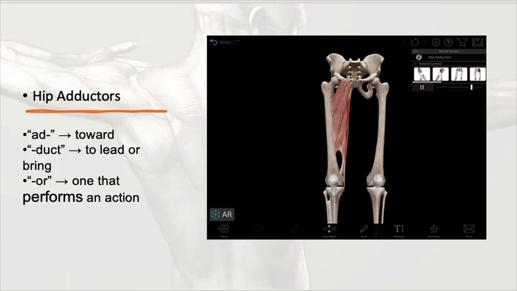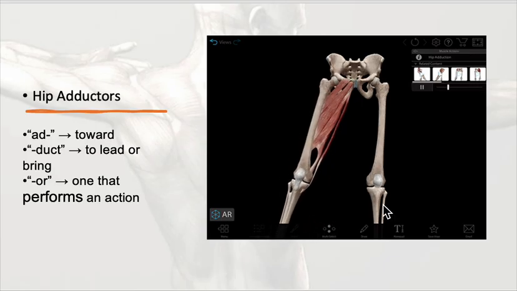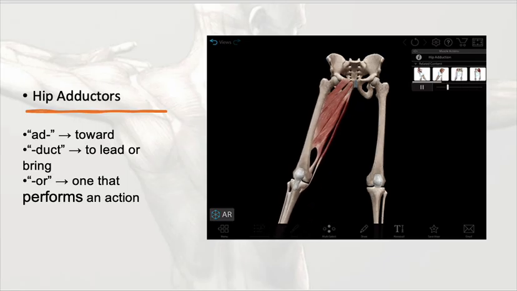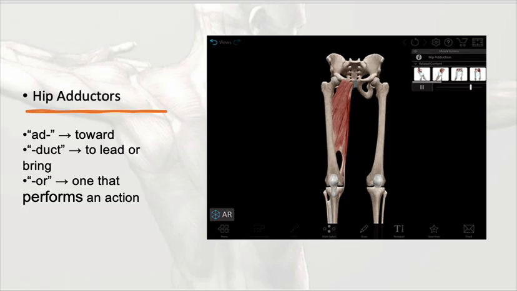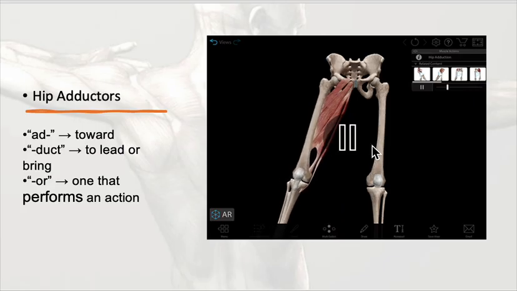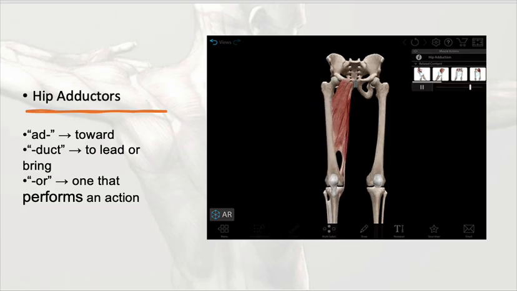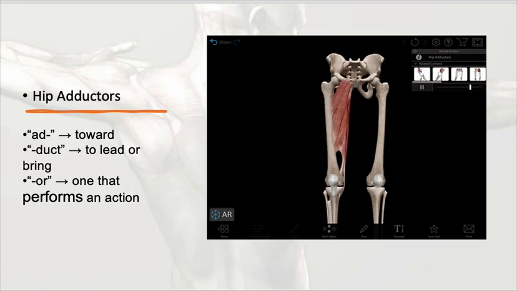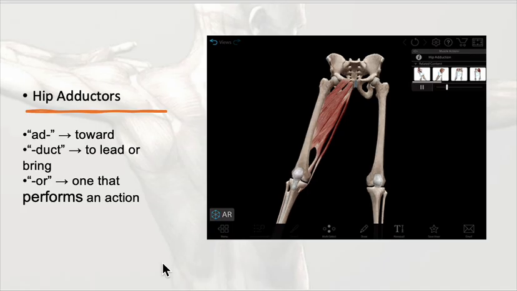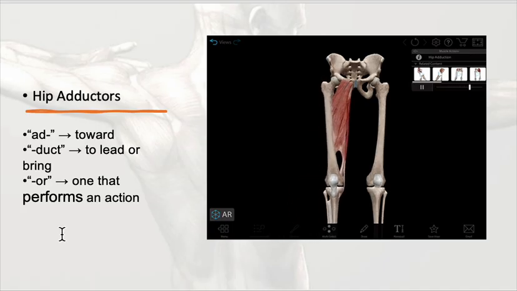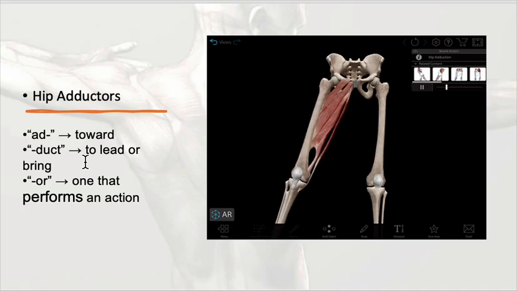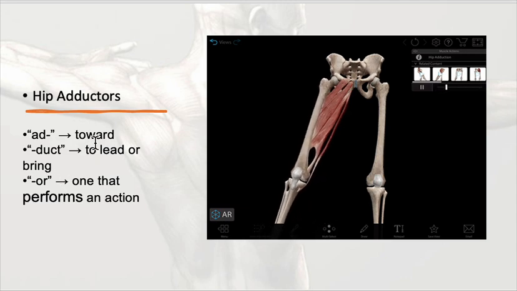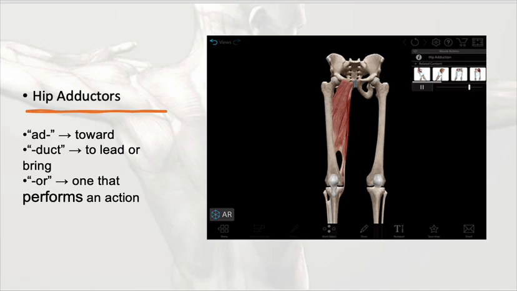Hip adductors are a group of 5 muscles located on the medial inner aspect of the thigh. Because of their location, they are also sometimes referred to as the groin muscles, and they allow us to squeeze our knees together. If you kick a soccer ball with the inside of your foot, you're also using the hip adductors. Ad means towards, duct to lead or bring, and or refers to one that. So one that is bringing toward, or bringing together, if you will.